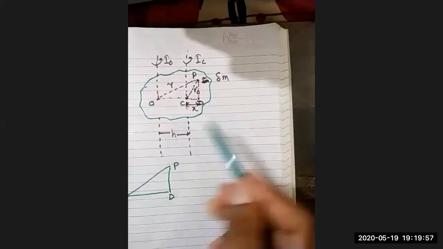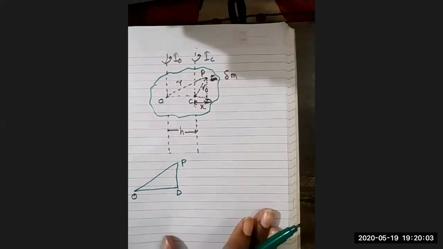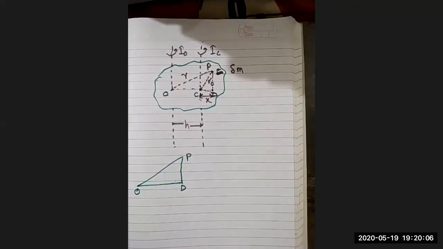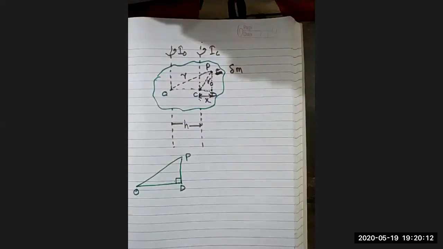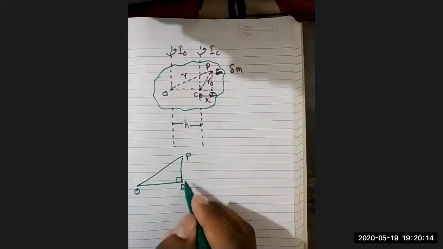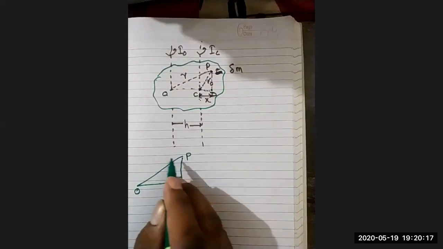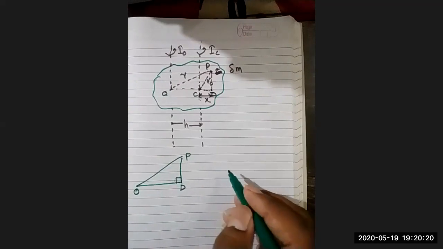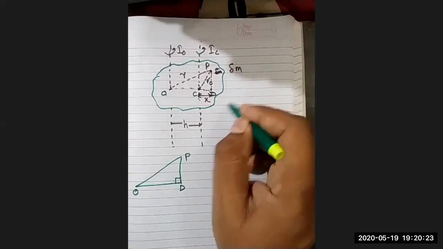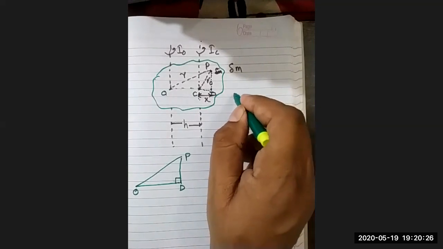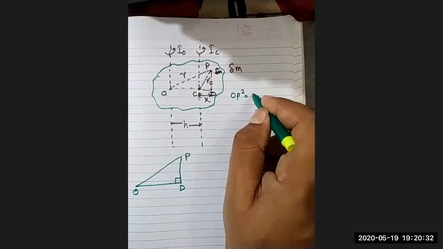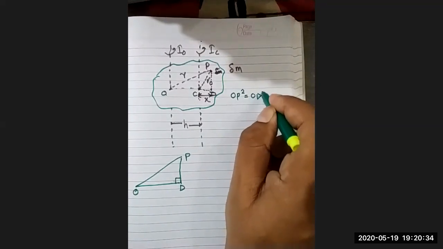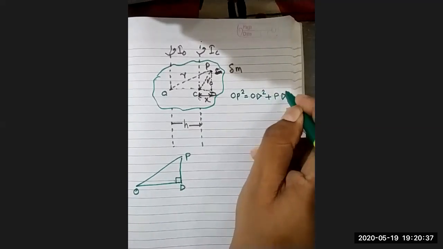This is the kind of diagram we have. We can consider triangle OPD. We can use the Pythagoras theorem in this triangle. PD is perpendicular to OD, so they are perpendicular to each other and we get a right triangle. By the Pythagoras theorem, OP square is equal to OD square plus PD square. So this is the first triangle.